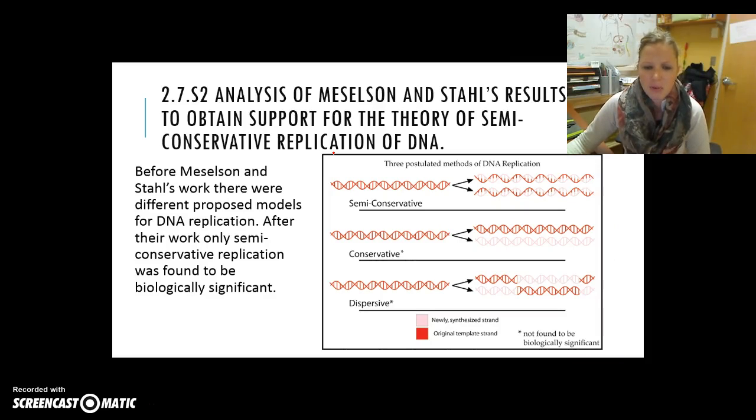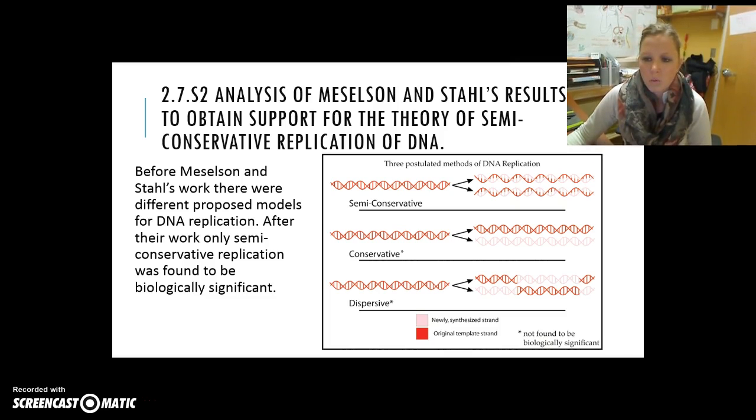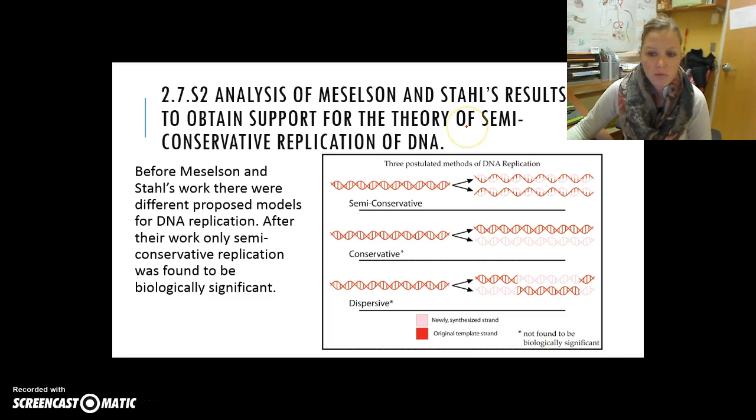And the last thing that I want to talk to you about is how did we figure out what semi-conservative was for DNA? So here's what happened. Meselson and Stahl did something very simple. They took nitrogen 14 and nitrogen 15.